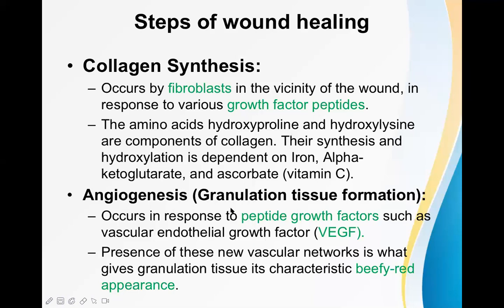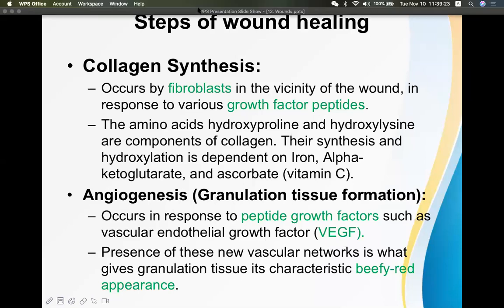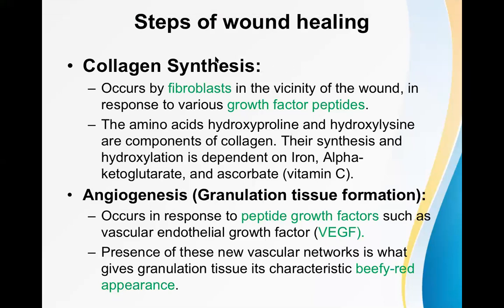Another step is angiogenesis, and angiogenesis is an important part of granulation tissue formation. This angiogenesis or new blood vessel synthesis occurs in response to peptide growth factor, and the most important peptide growth factor here is vascular endothelial growth factor, VEGF. Okay, so this is an important point. The name itself suggests vascular endothelial growth factor, which stimulates the synthesis of new blood vessels.